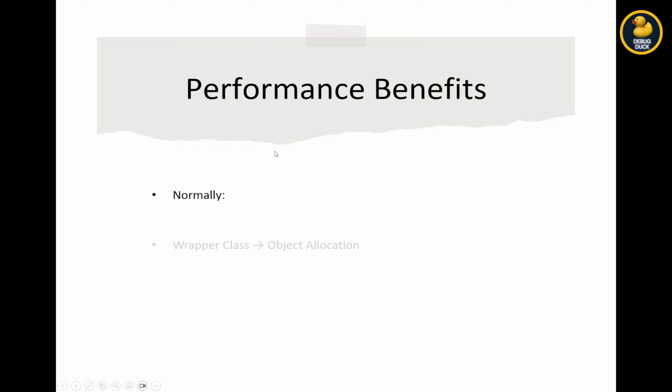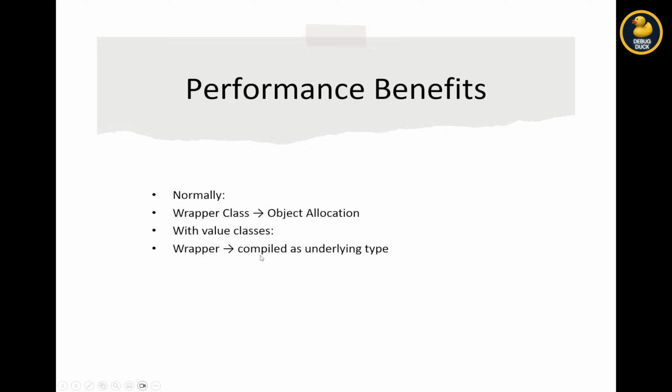Performance benefits: normally a wrapper class means object allocation. With value classes, the wrapper is compiled as the underlying type. The meaning: no extra object allocation, better performance, and less memory usage.